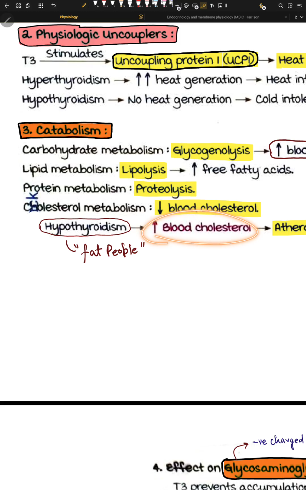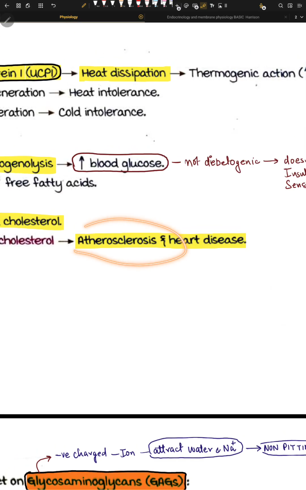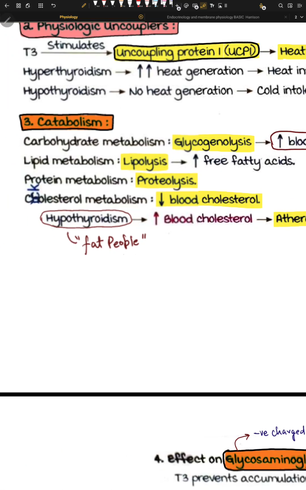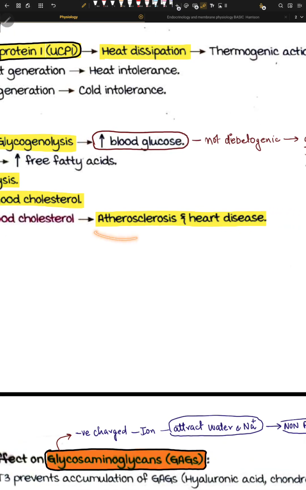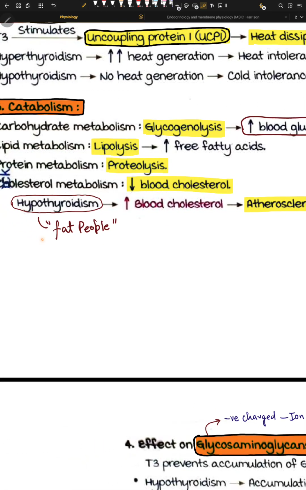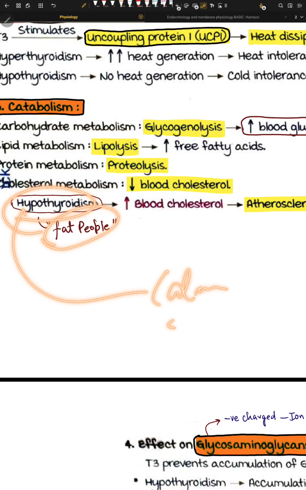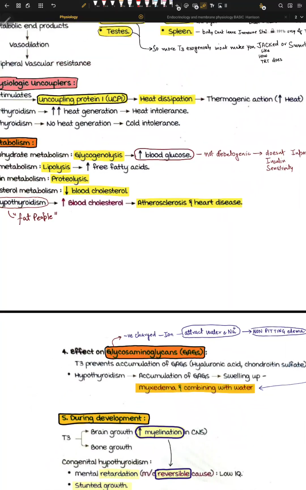Once the blood level of cholesterol increases, you will have high risk of atherosclerosis and heart diseases, right? So fat people, they get atherosclerosis and heart diseases. They are fat because they have hypothyroidism and they eat a lot of calories. Okay, they are not fat because they have hypothyroidism. They are fat because they eat a lot of calories.